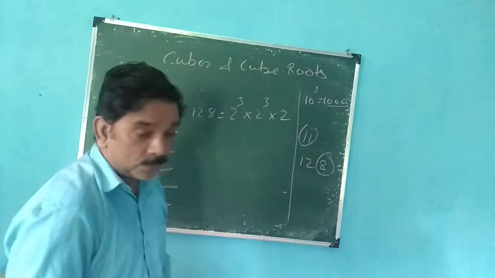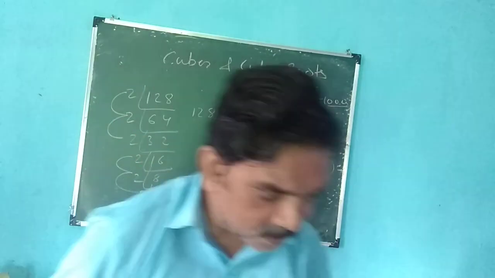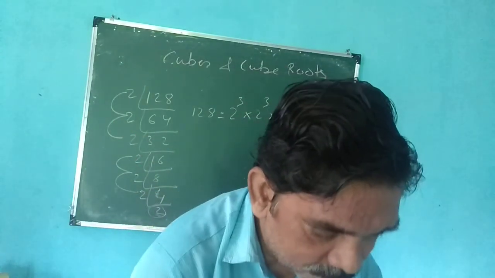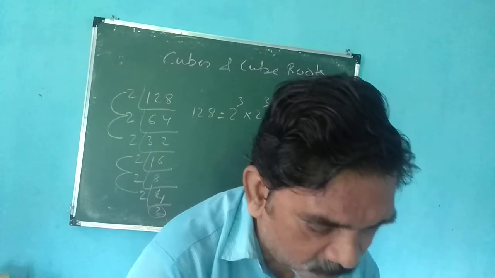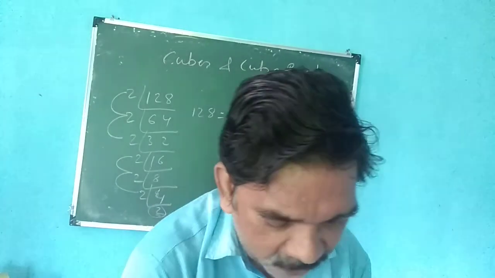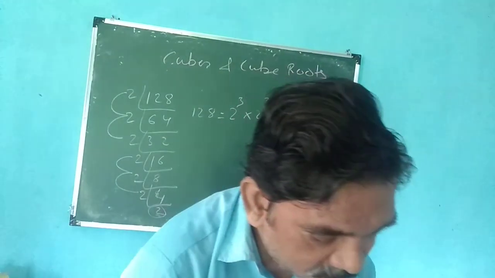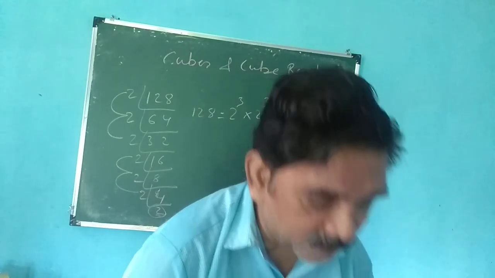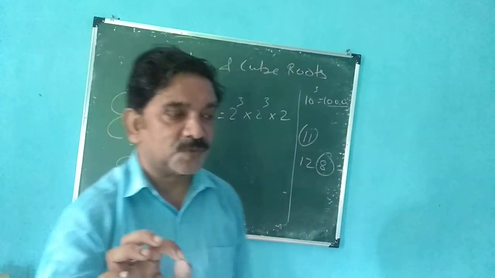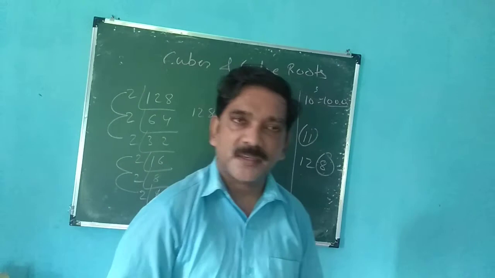Clear? Now let me take question number 2. Find the smallest number by which the following numbers must be multiplied in order to obtain a perfect cube. This is the last question I will take. After this I'll stop.